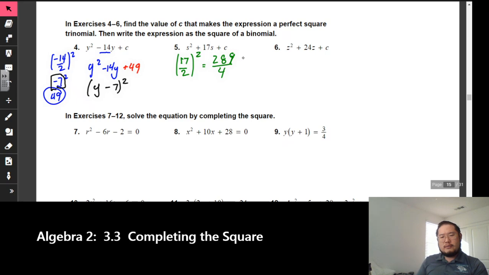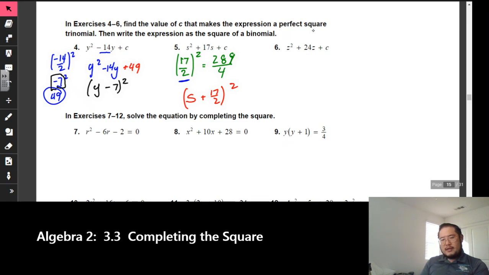There's my C term. So when I want to turn this into a binomial squared, remember that expression that we got right here when we took the B term divided by 2, which is 17 over 2, I'm going to go ahead and put that in my binomial. So my answer is going to be s, and then we have a plus sign here anyways, so it's going to be plus 17 over 2 quantity squared is my expression as a binomial.